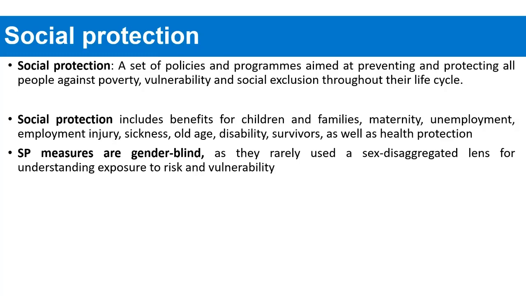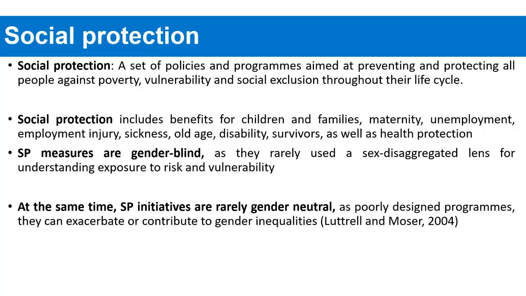Social protection measures are mostly gender blind because they rarely use a gender disaggregated lens for understanding the exposure to risk and vulnerability. But at the same time, they are not gender neutral, because they are poorly designed and don't account for women and young girls' needs, their constraints, their vulnerabilities. Those social protection measures tend to exacerbate or contribute to gender inequality.